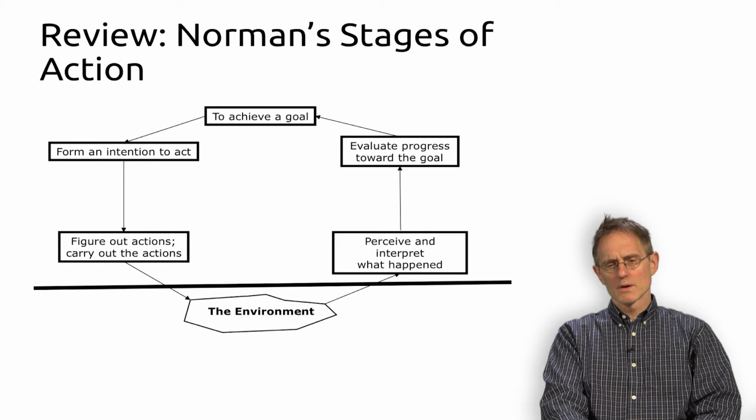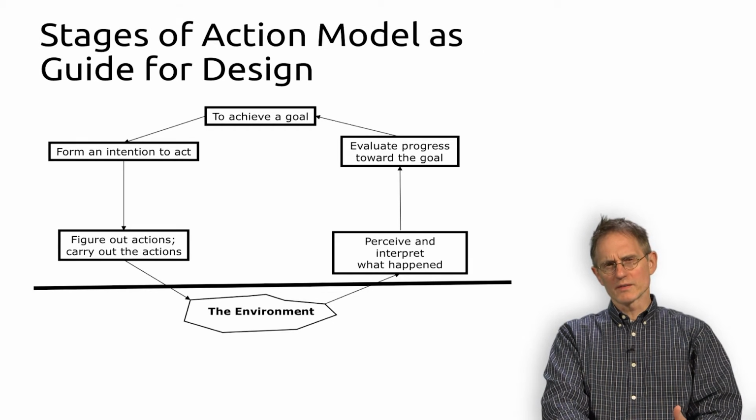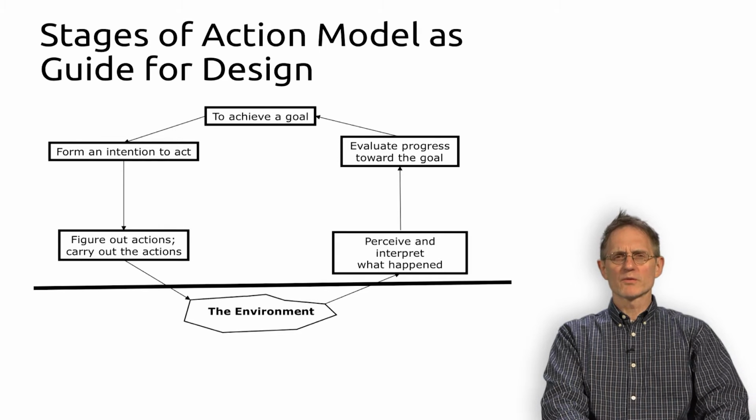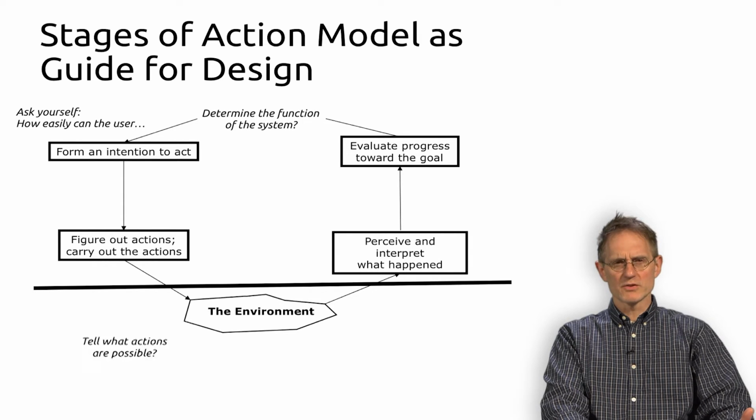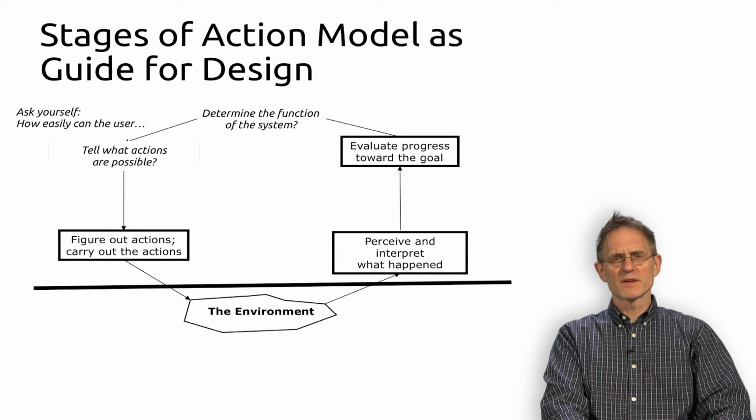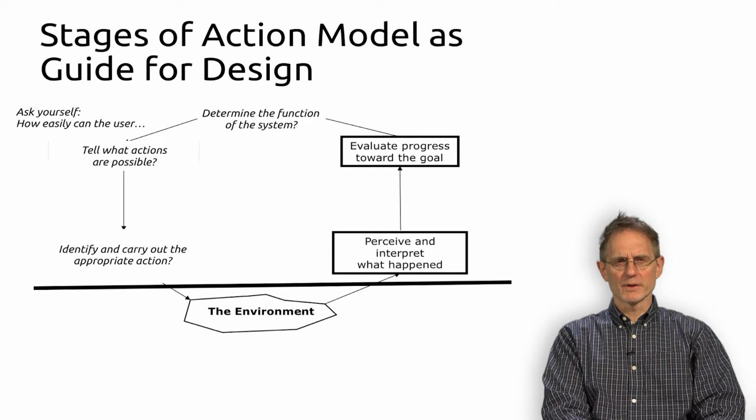and then evaluate your progress toward reaching your goal. So we also saw, this is review as well, that you can use the stages of action model as a guide for design. And we went through a number of questions you can ask yourself. So you can ask yourself, how easily can the user figure out what is this system for? What is its function? How easily can they figure out what actions are possible? How easily can they identify and carry out the appropriate action?